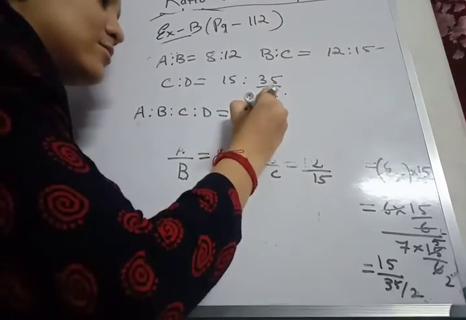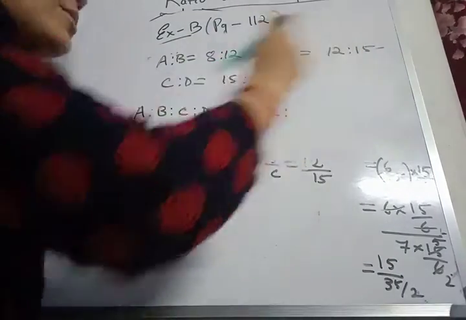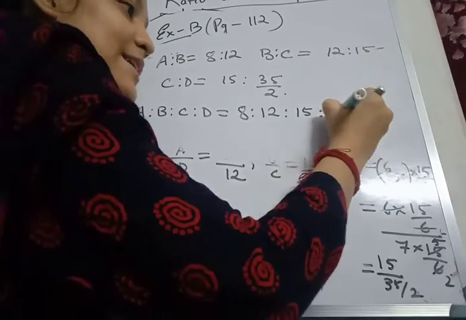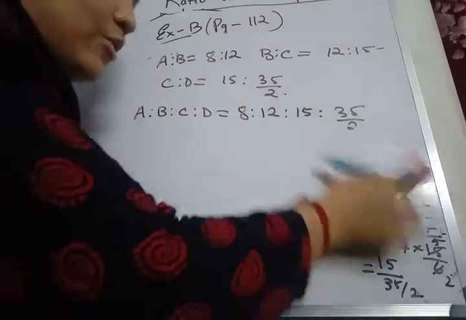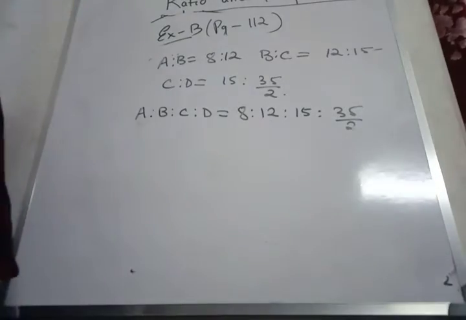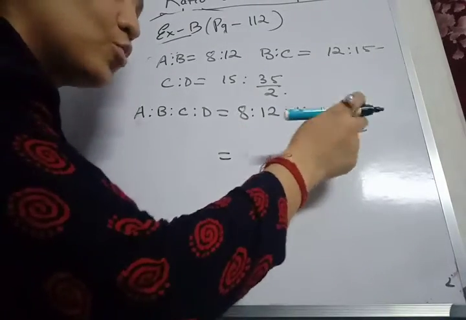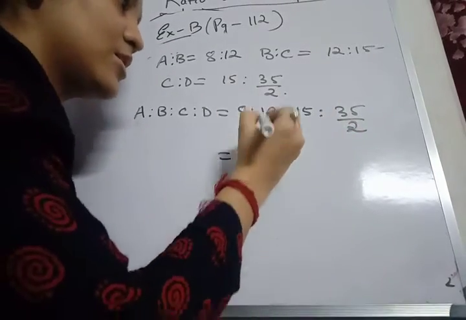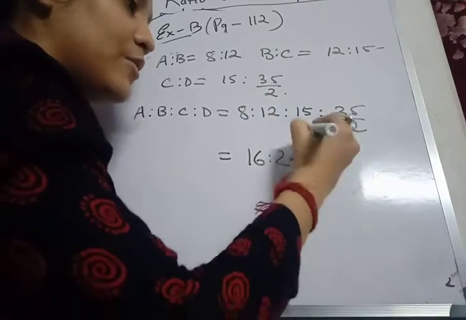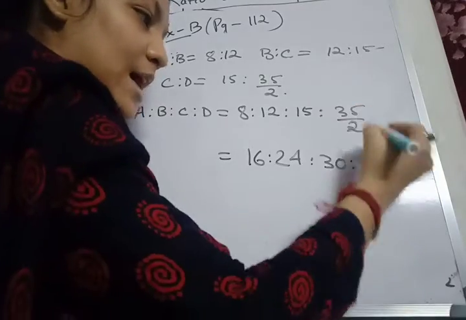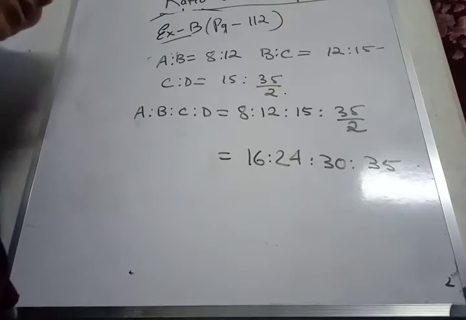A will be 8, B in both the cases it is 12. We come to C. C also in both the cases it is 15 and D is 35 by 2. Now we are going to find the value. Here in the denominator we have 2. We are going to multiply this 2 with all the other terms. So 8 2s are 16, 12 2s are 24, 15 2s are 30, and this one will be 35. So this will be my answer for A is to B is to C is to D.